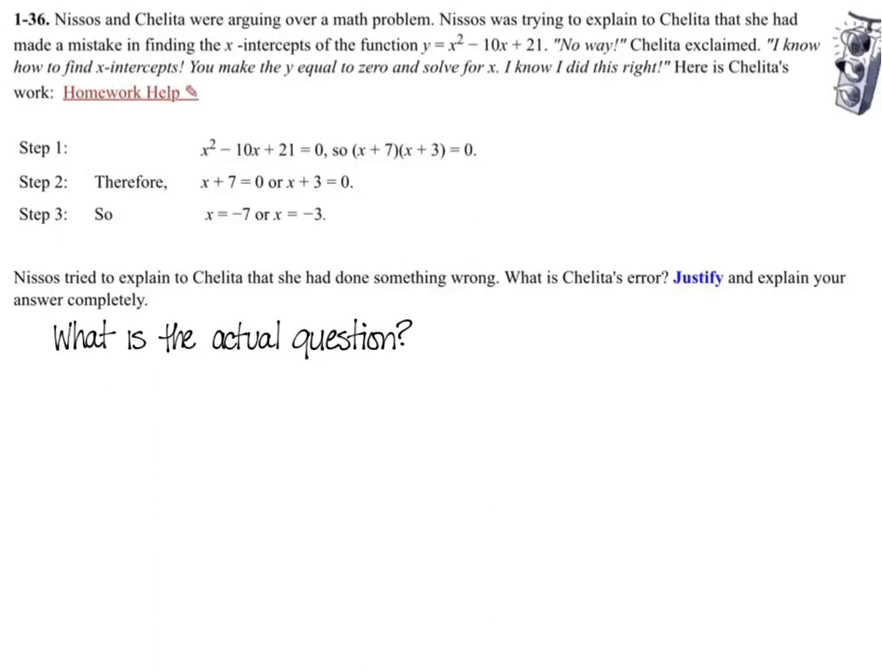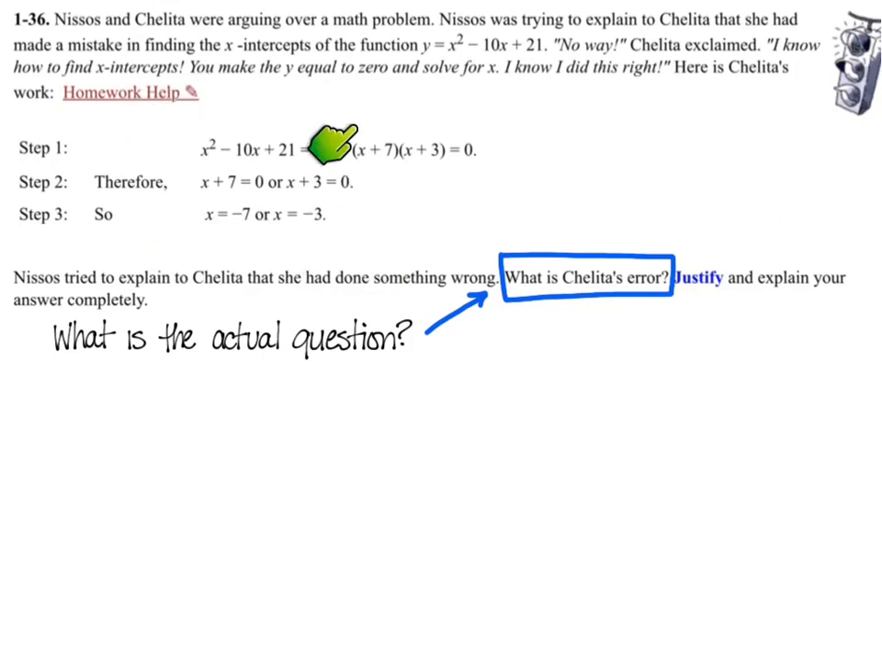This is Algebra 2, question number 1-36 in Chapter 1. And the problem with this is, what is the question? What are they asking for in this big, long problem? If we look right here in the bottom part of it, it says, what is Chalita's error?